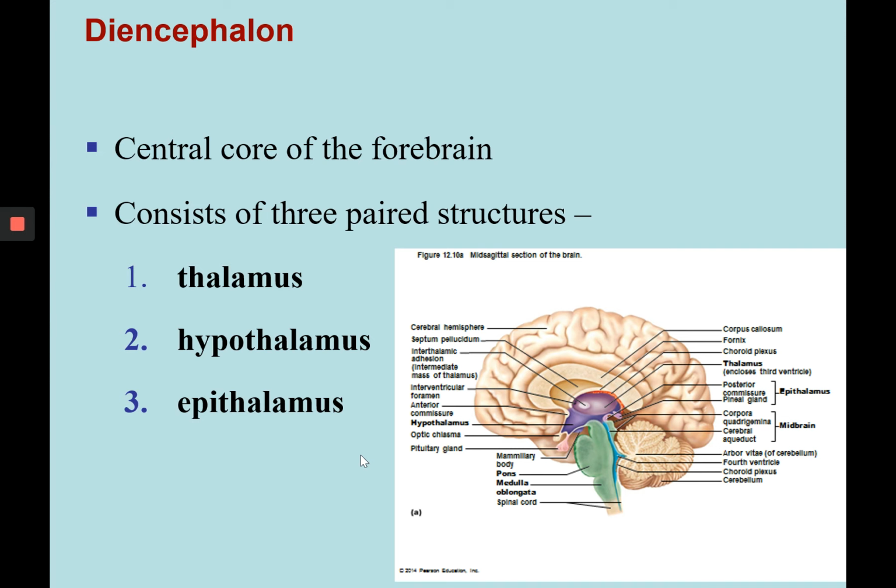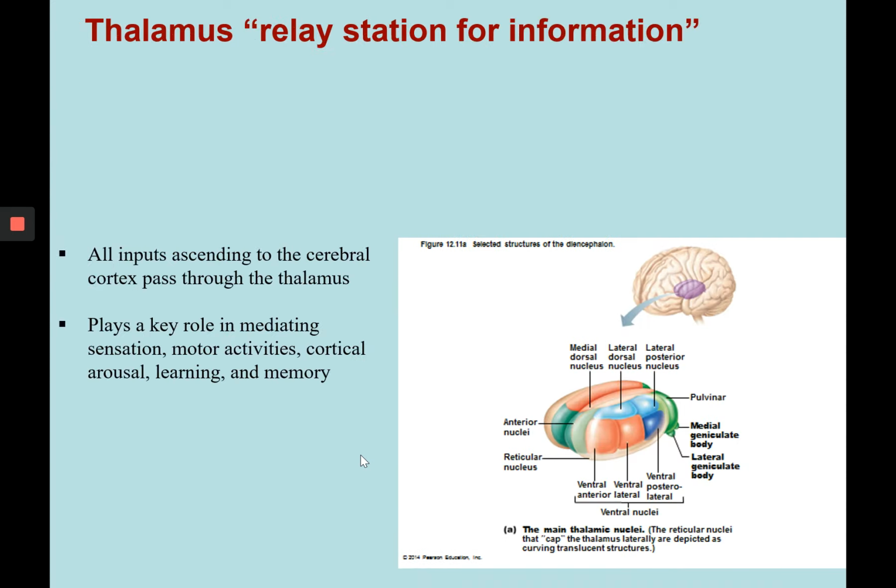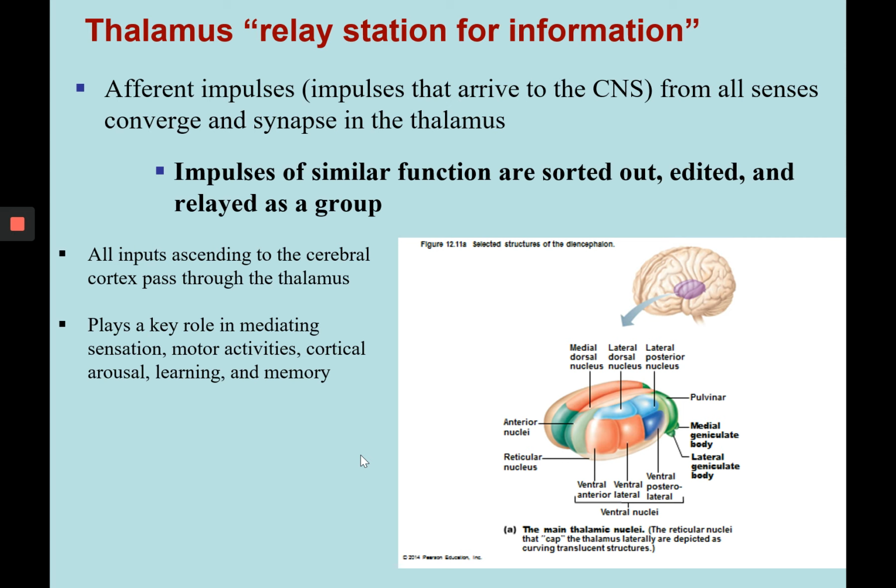And then one of our last topics is looking at the diencephalon. The diencephalon is medial to the cerebral hemispheres. It's the central core of the forebrain, and it has three structures that make it up: the thalamus, hypothalamus, and epithalamus. Make sure you know that the thalamus is the relay station for information. It's kind of like the train station for information.